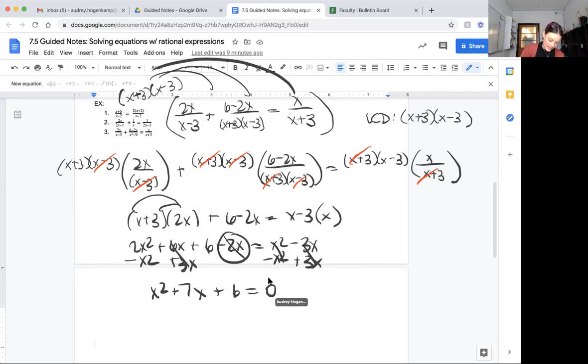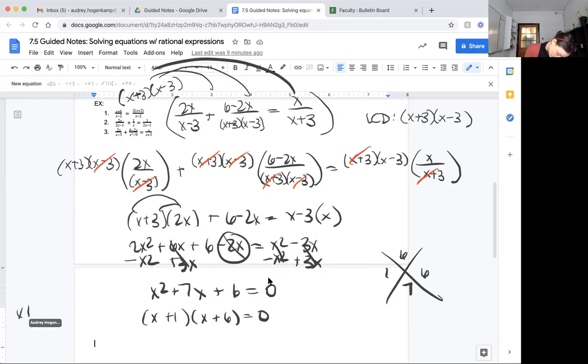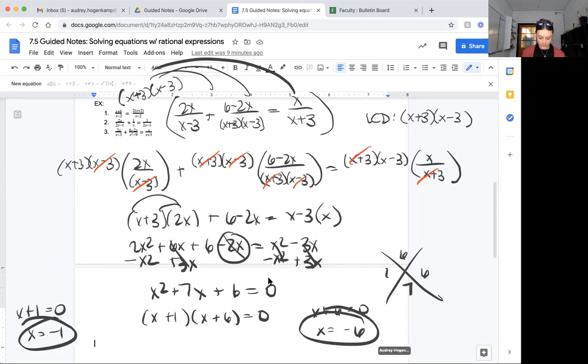I'm going to need to, again, use the x method to solve. In the top, I'm going to have 6. In the bottom, I'm going to have 7. 1 times 6. And so my factors will be x plus 1 times x plus 6 equals 0. So x plus 1 equals 0, x equals -1. x plus 6 equals 0, x equals -6. And then if I plug in either of those into the denominator, neither of them will make my denominator 0, so they are therefore both solutions.